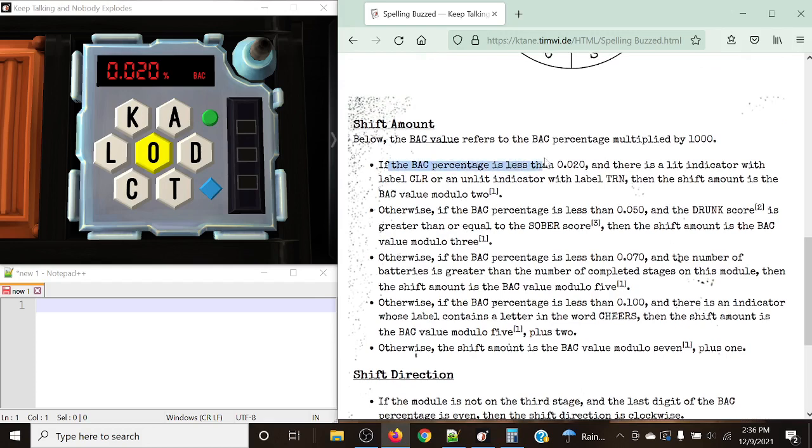If the BAC percentage is less than 0.02, and there is a lit indicator with label CLR, or an unlit indicator with label TRN, however, it is exactly 0.02. It's not less than 0.02, so it's not true. Next up, if the BAC percentage is less than 0.05, this is true, and the drunk score.